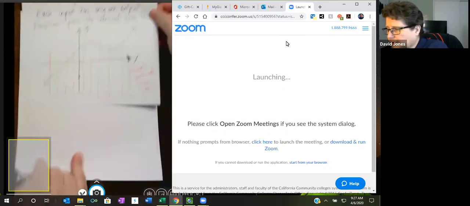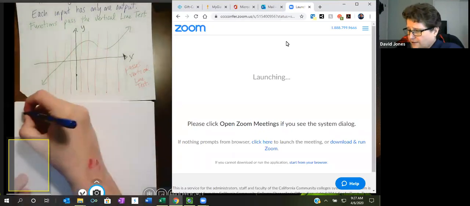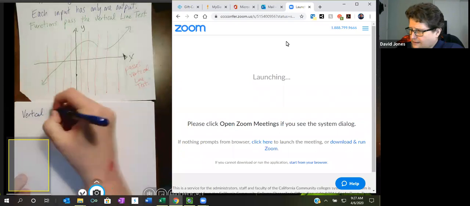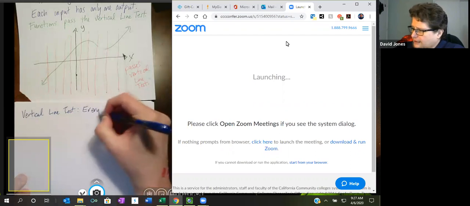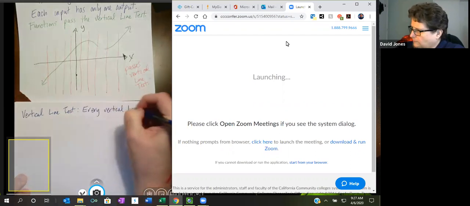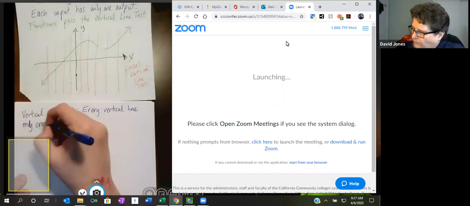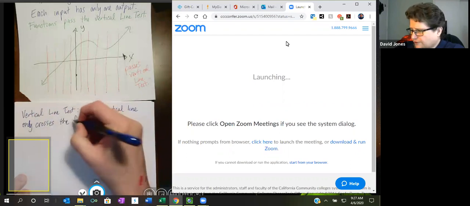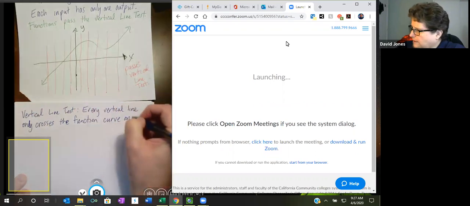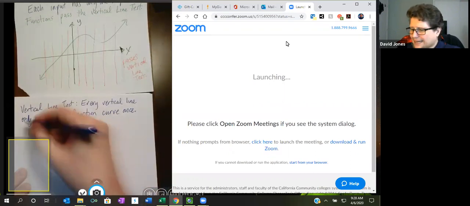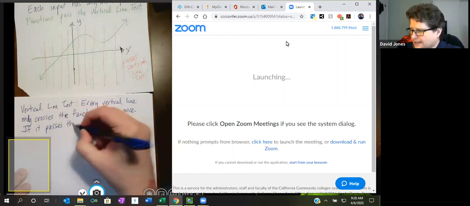So we're going to do a little bit more with that picture, but I want to write that out in words. The vertical line test: every vertical line only crosses the function curve once. If it passes, it's a function. If it passes this test, it's a function.